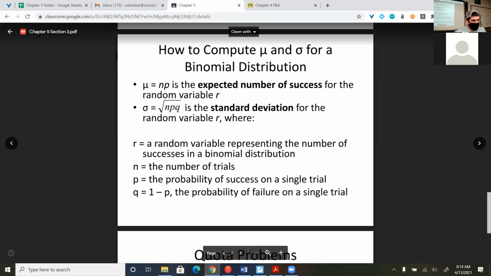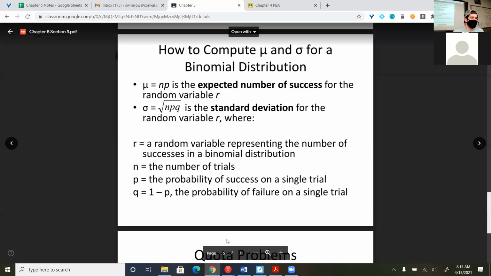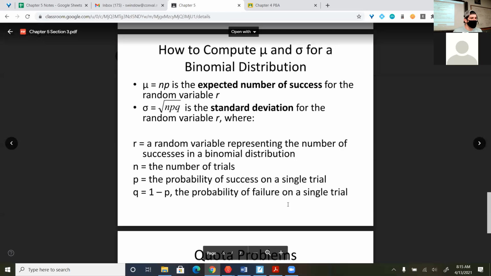So that formula is pretty easy because it's pretty intuitive. The standard deviation, not so much. The standard deviation is the square root of the sample size times p times q. Now, p is your probability of success, and as a reminder, q is the probability of failure. So they will give you one of those probabilities, and you have to subtract it from 100% to find the other one. And then if you ever forget, I just went through and explained that.